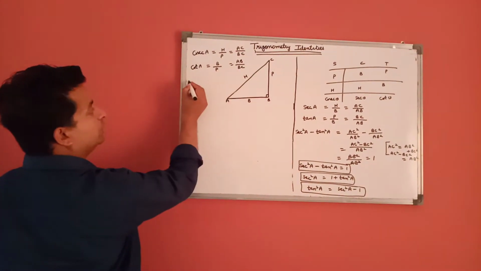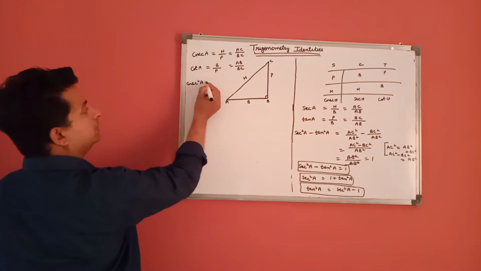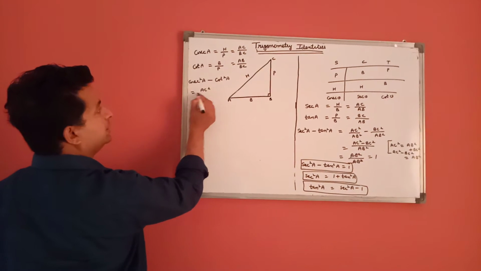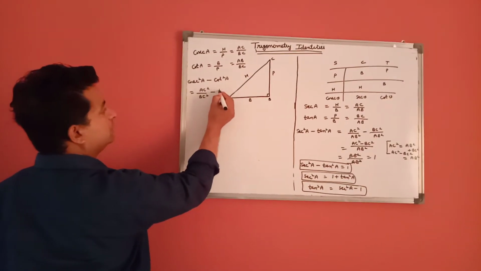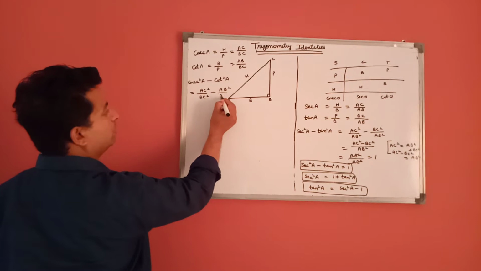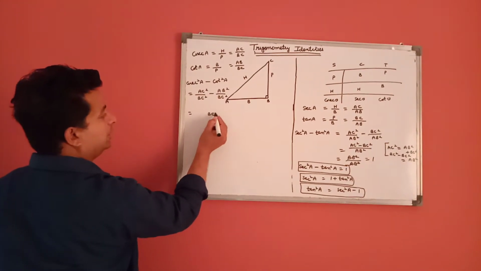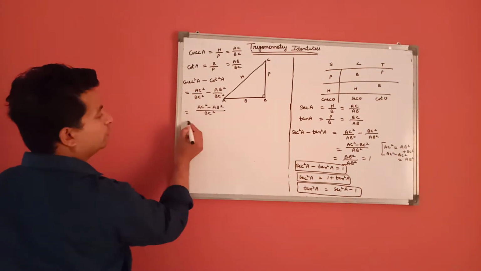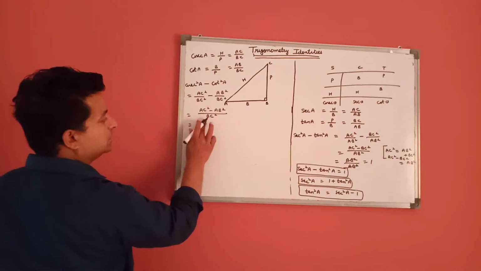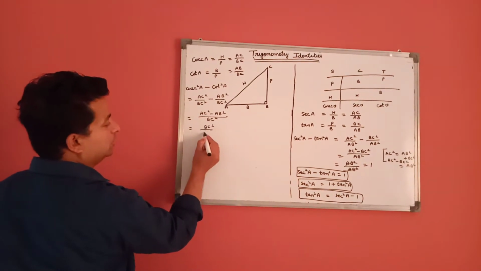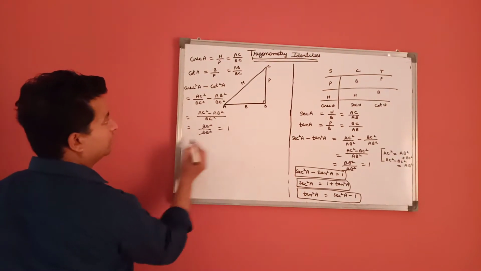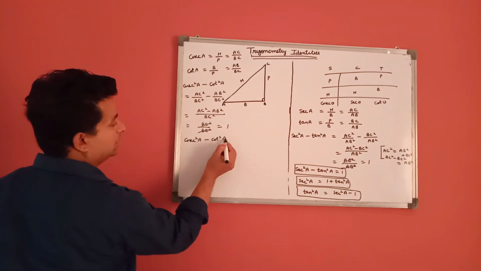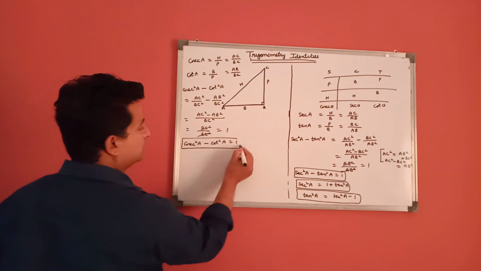So if we square these two relations and subtract, we get AC square upon BC square minus AB square upon BC square. When we take LCM, that's AC square minus AB square. As we know from Pythagoras, this becomes equal to BC square. So this cancels out, equal to 1. That is the 7th relation: cosec square A minus cot square A equal to 1. This is relation number 7.